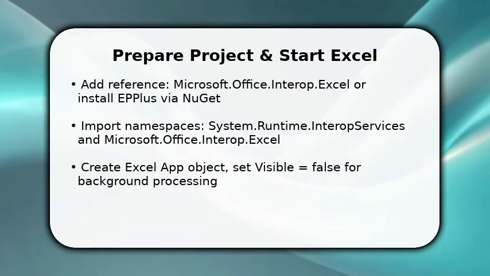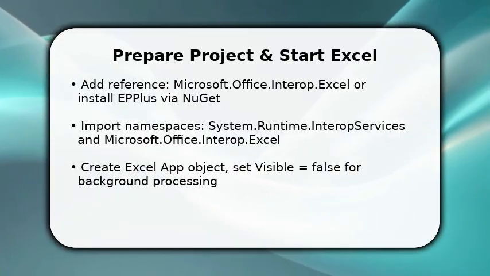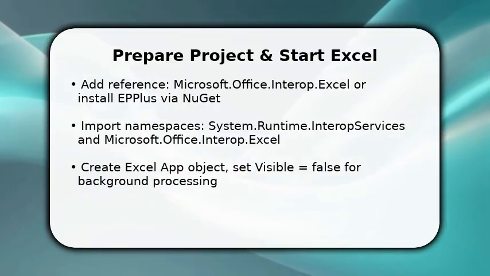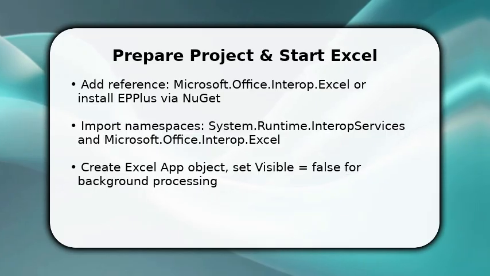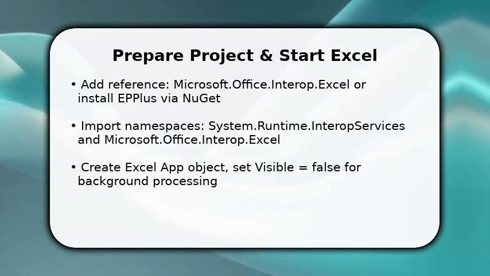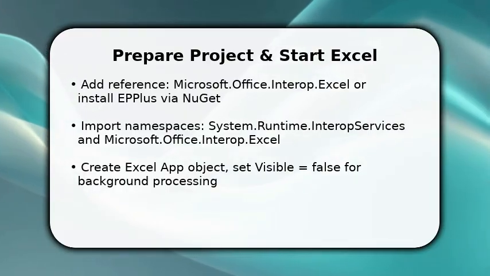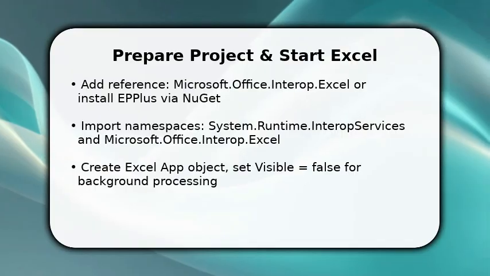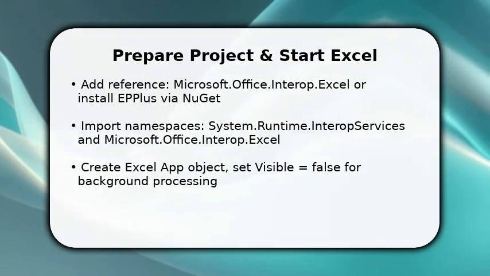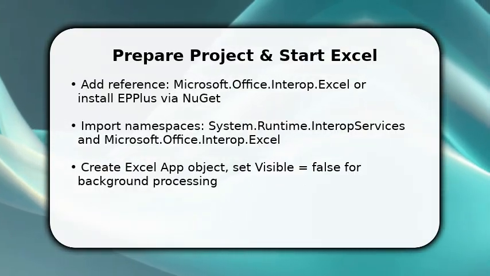You start by adding a reference to Microsoft.Office.Interop.Excel, or installing EPPlus from NuGet. This choice affects how you interact with files. Once done, import the namespaces and instantiate the Excel application object. Create a new workbook or point to a file path immediately and set application.